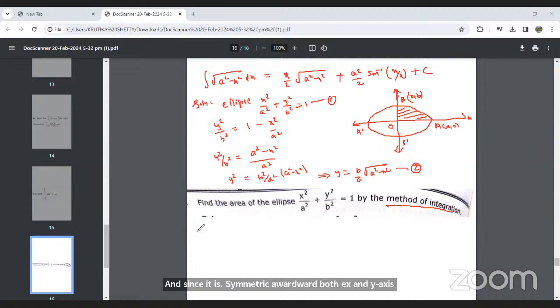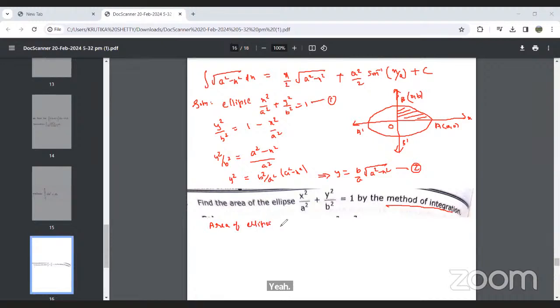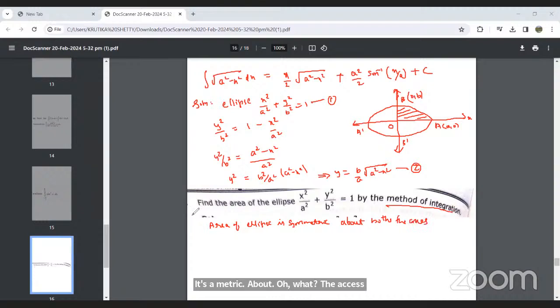Okay, so here what we need to do is write: area of ellipse is symmetric about both the axes. So therefore the required area, RA indicates required area, will be equal to 4 times the shaded area. Whatever area we have shaded in the figure, it will be 4 times of that.